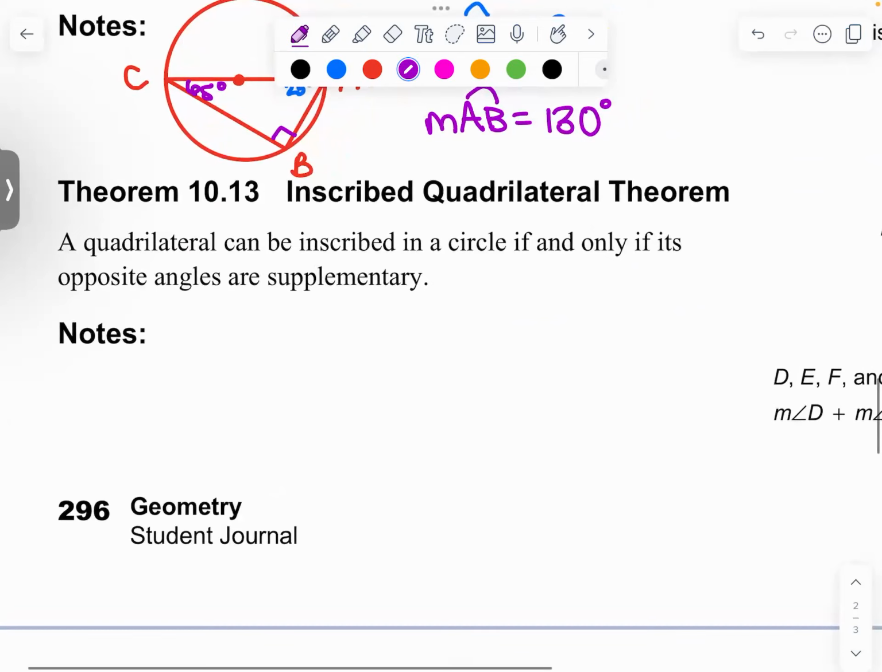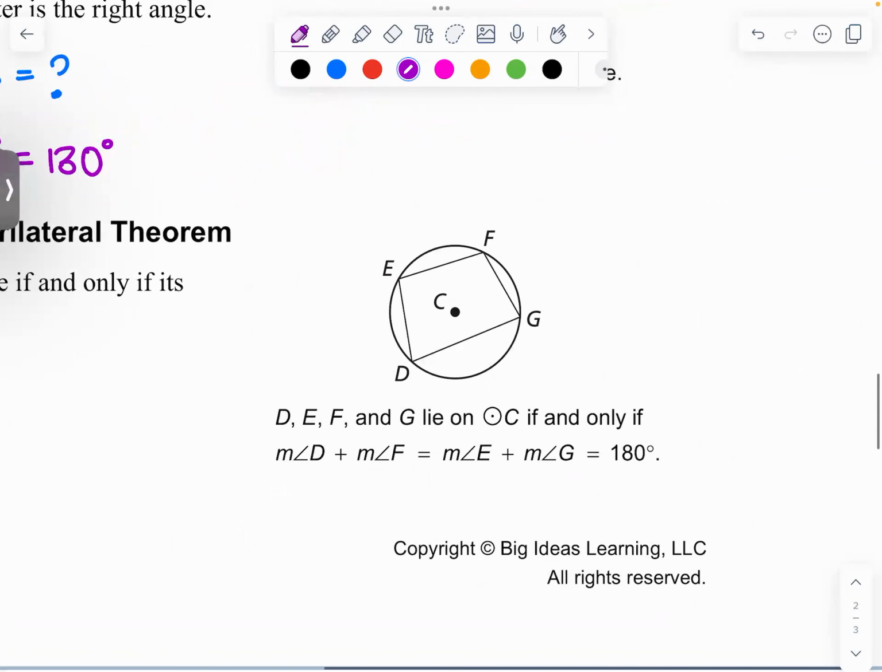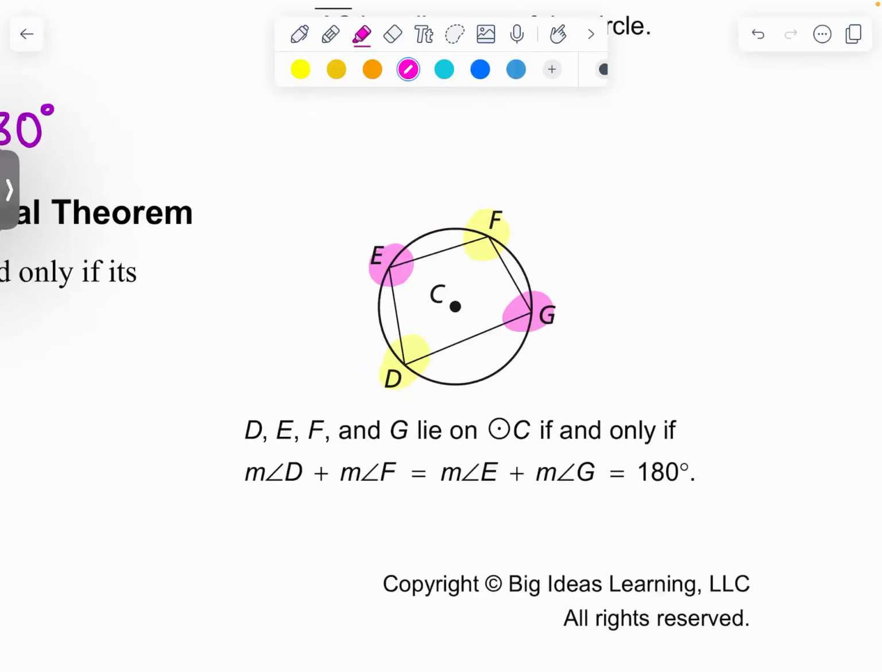Fun fact. If we inscribe a quadrilateral, then the opposite angles are going to be supplementary. So quadrilateral, how many sides? Okay, so our diagonal angles are going to be supplementary. So D and F are supplementary. E and G are supplementary. That's going to happen every time all four corners lie on the circle.